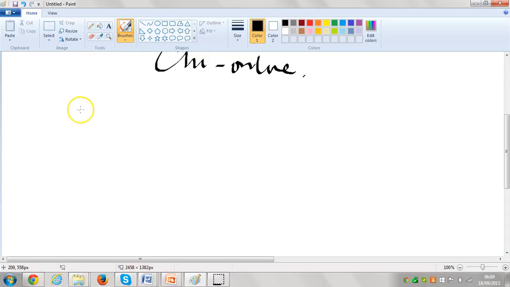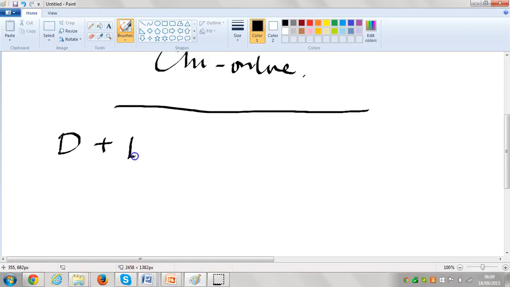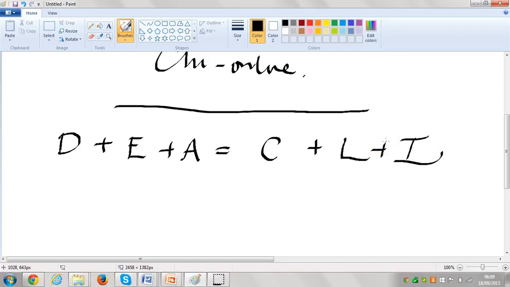So far, we have arrived, if you were in class, at D plus E plus A is equal to C plus L plus I, where D is for drawings, E is for expense, A is for asset, C is for capital, L is for liability, and I is for income. Now you can see this is an equation. Let's get straight into it, and just keep practicing. It's a matter of practicing.